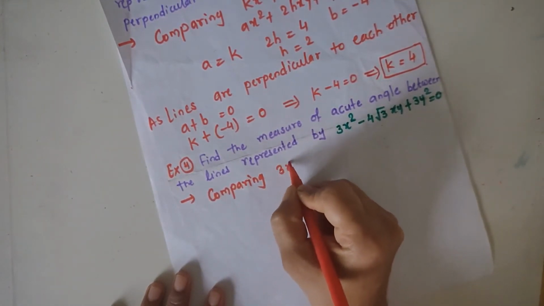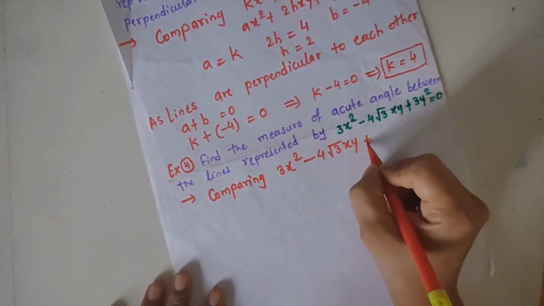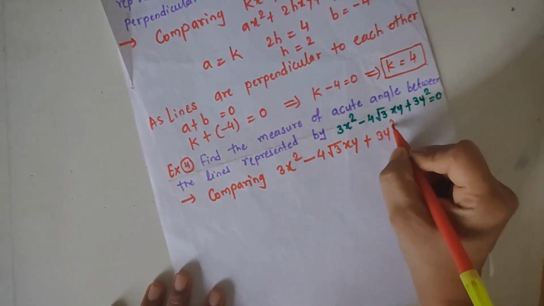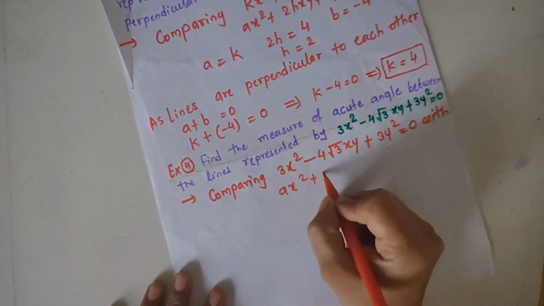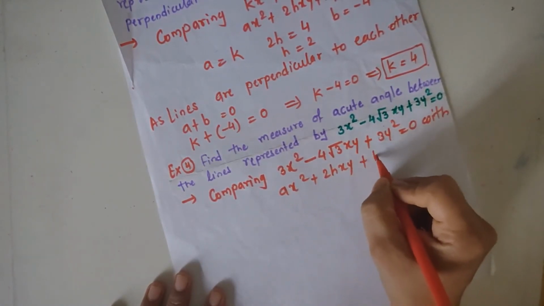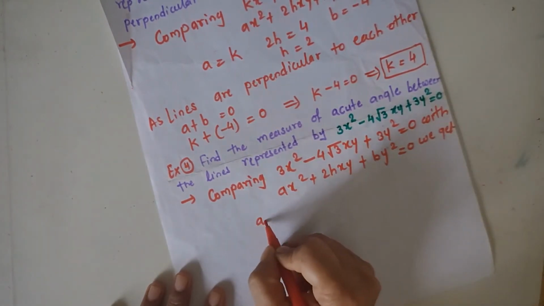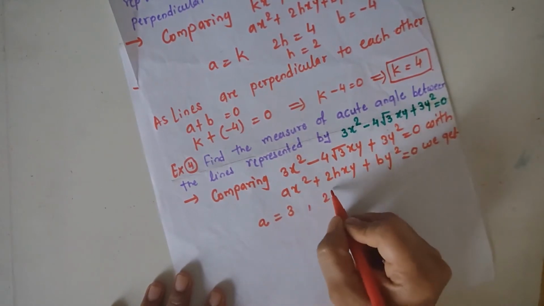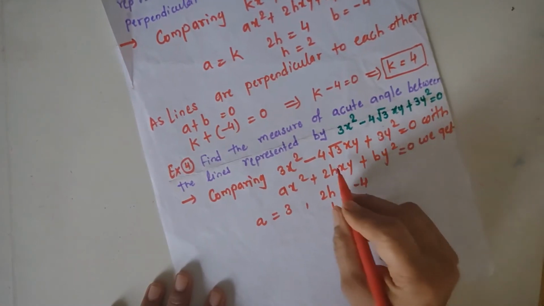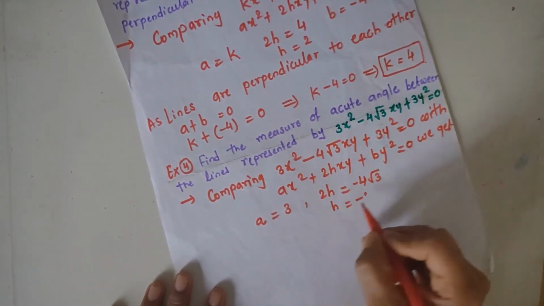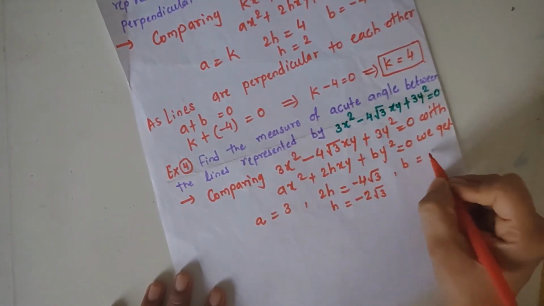comparing the given equation 3x square minus 4 root 3 xy plus 3y square is equal to 0 with the homogeneous equation ax square plus 2hxy plus by square is equal to 0, we get a is equal to 3, 2h is equal to minus 4 root 3. So h is equal to minus 2 root 3 and b is equal to 3.